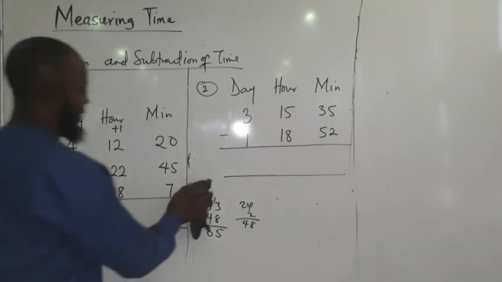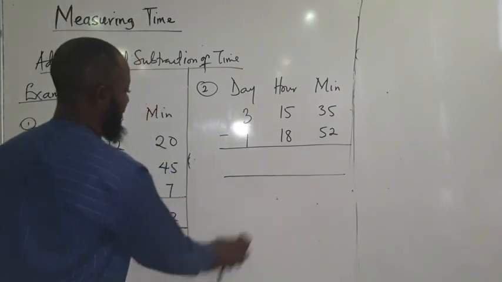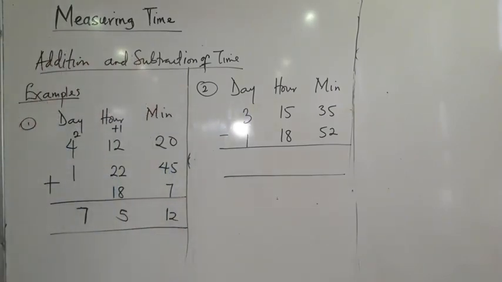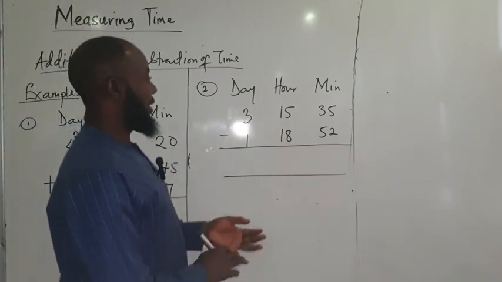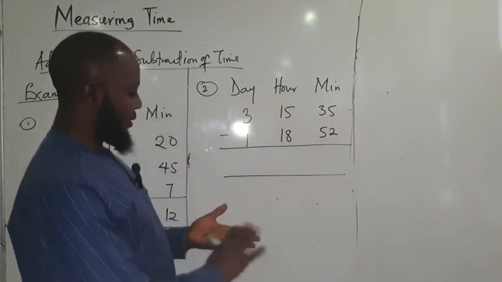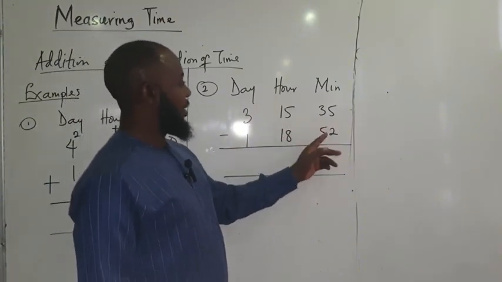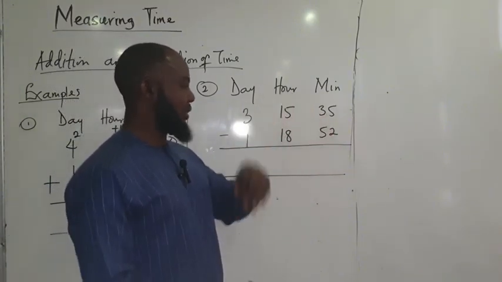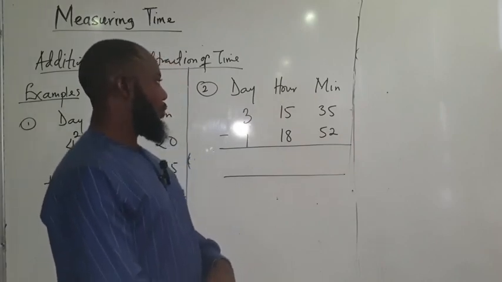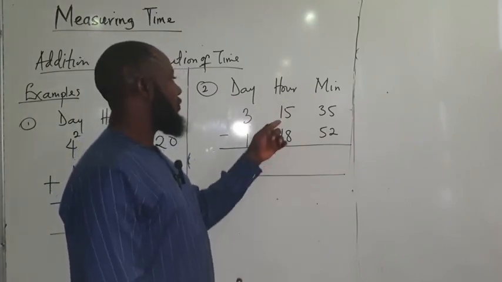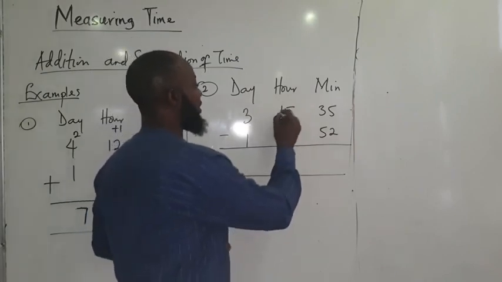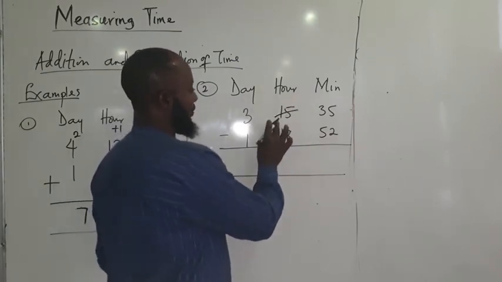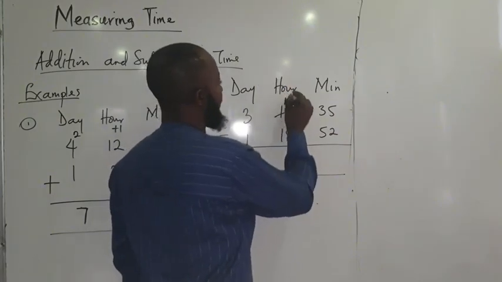Alright, let's now look at subtraction. Subtraction too is very important. Please take note of some things I will be sharing with you under this subject. Now, if you look at this, we cannot subtract 52 from 35. It's impossible. So what are we going to do? We have to take from hours to minutes.